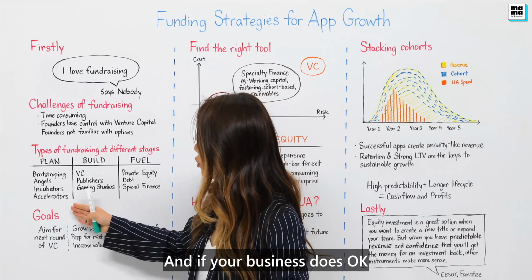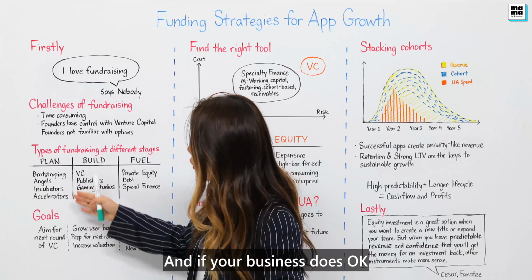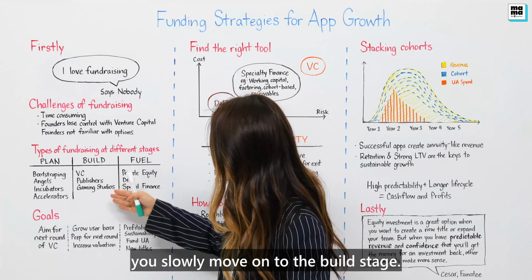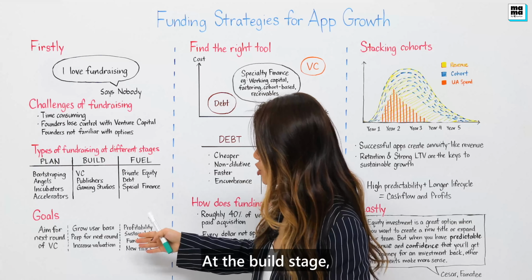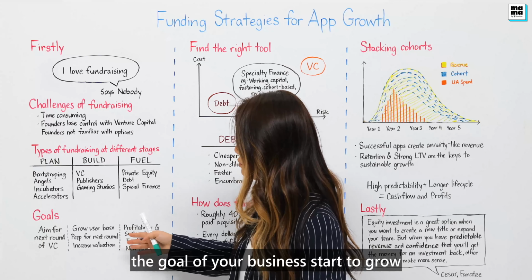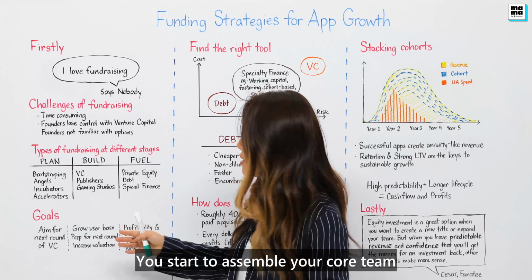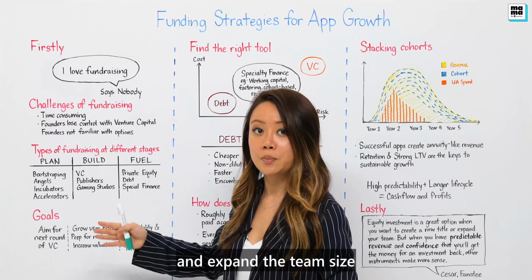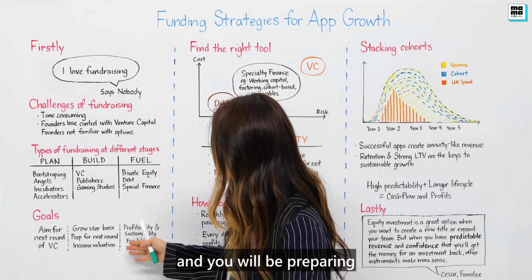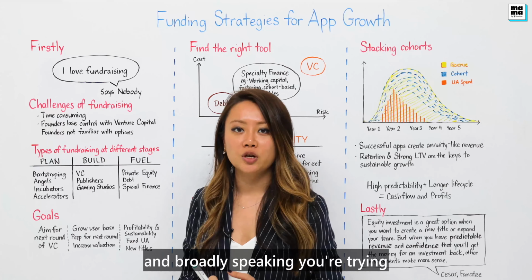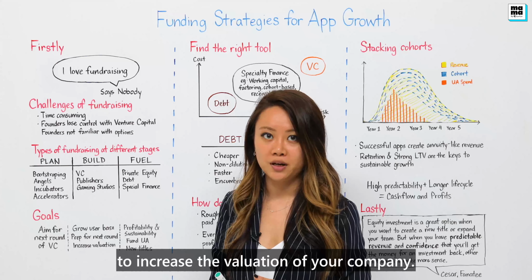And if your business does okay at the planning stage, you slowly move on to the build stage. At the build stage, the goal of your business is to start growing your user base. You start to assemble your core team and expand the team size, and you will be preparing for the next round of funding. Broadly speaking, you're trying to increase the valuation of your company.